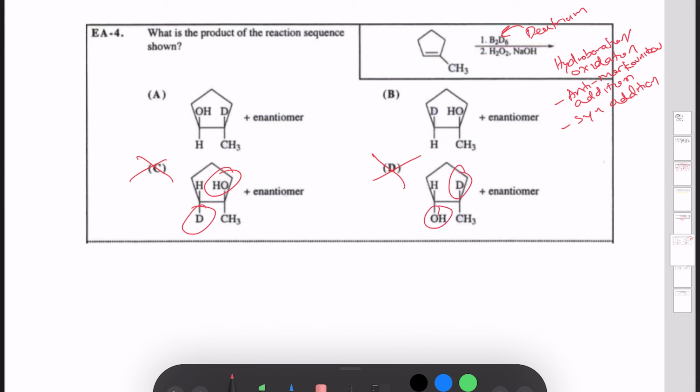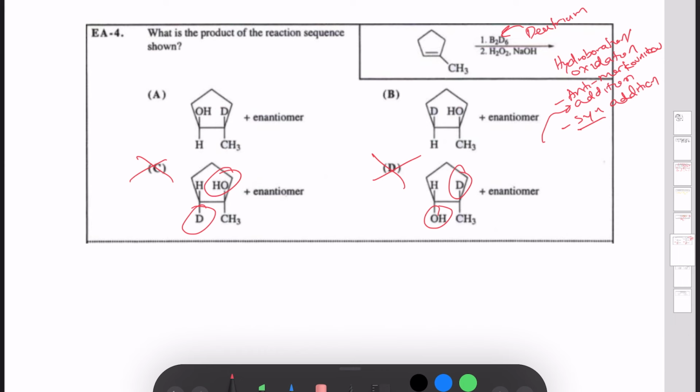It's not syn addition. So those two options are out. But now we look at A and B. And A and B are interesting because now we get to consider regioselectivity. So this is where anti-Markovnikov addition comes in, right?